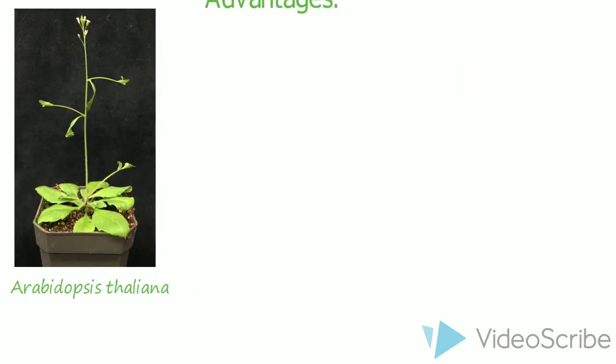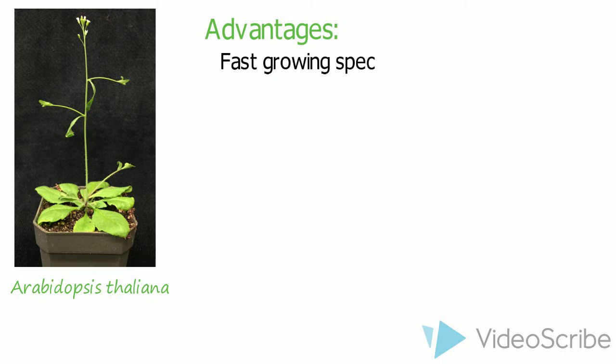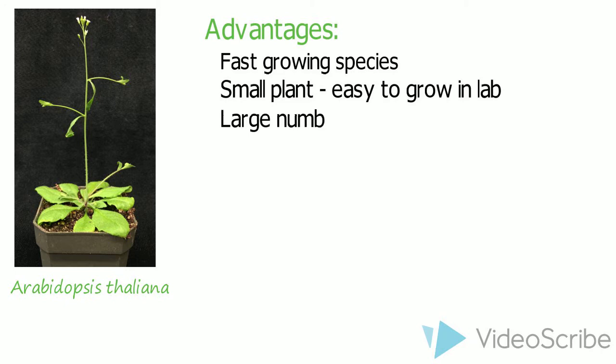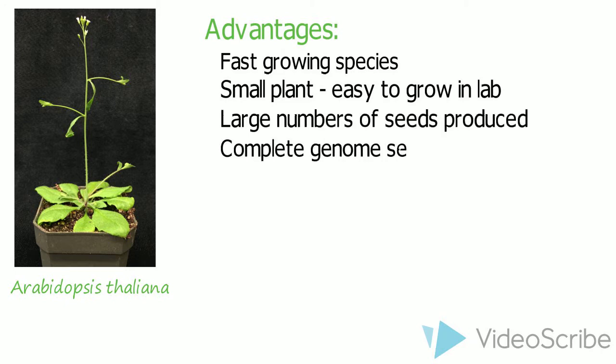Arabidopsis thaliana is a good choice of model organism for a number of reasons. It's a relatively fast-growing species. The entire life cycle can be completed in as little as 8 weeks under the right conditions. It's relatively small and it produces a large number of seeds, and it's easy to grow in the lab. The genome was sequenced in the year 2000, and that genome itself is 125 million base pairs long, which is actually quite small for a plant.